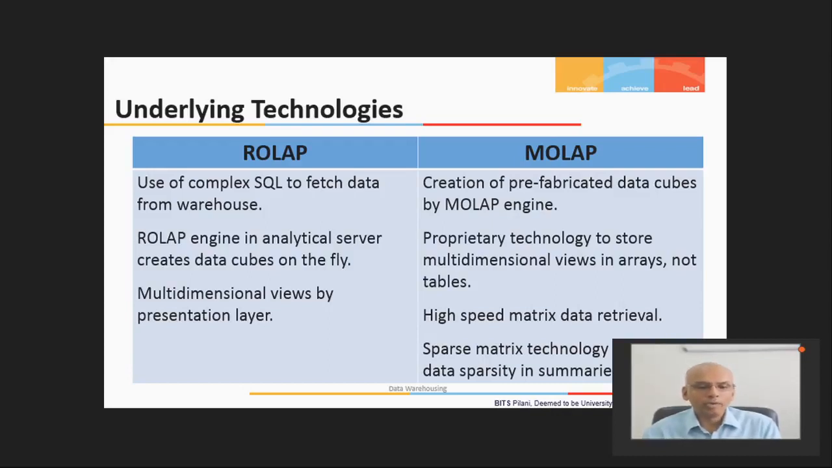In ROLAP, you are going to use complex SQL to get the information from the warehouse, and there is going to be an analytical server that provides you the data cubes, and then you work with them to do the OLAP operations. The presentation layer has to work to provide you the multidimensional views. But in case of MOLAP, all the data cubes have been prefabricated and are stored in arrays, not in tables. That means you get very high speed matrix retrieval. And you can also use sparse matrix technologies, because when you create the summaries, some of the summaries are not so relevant.